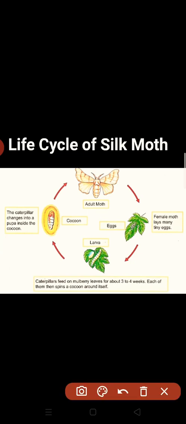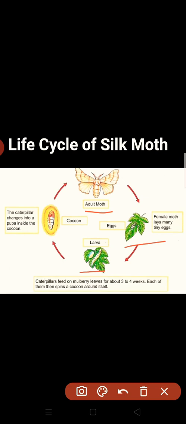Here it is a female silk moth. It is the adult moth, or female. When it lays eggs on the leaves, here the female moth lays eggs. When they hatch, then larvae are produced. These are the larvae on mulberry leaves, and they feed on the same leaves. These larvae are called caterpillars.